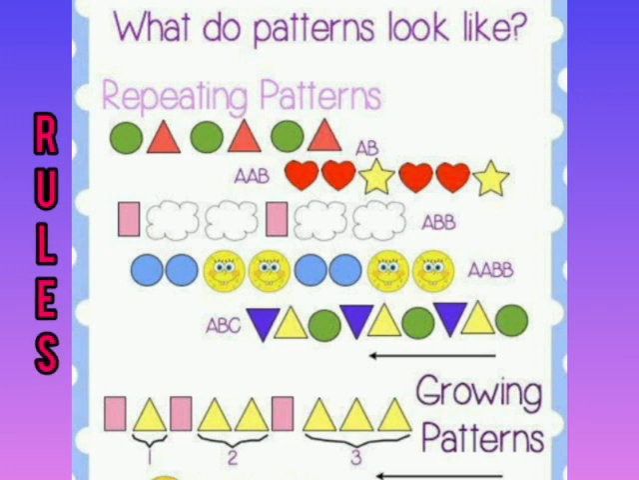In the first, we see that the circle, the triangle, then the circle, triangle, circle, triangle. That makes a triangle after the circle, right? Then the circle comes. So here we can say we have got a pattern or a rule that is A, B, A, B, right?